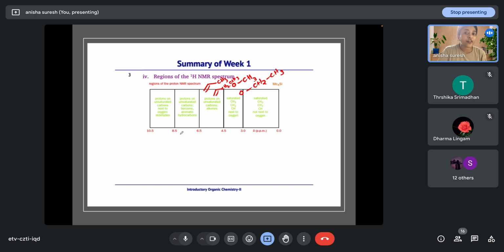In the region 6.5 to 8.5, we see protons on unsaturated carbons like benzene, aromatic protons, etc. In the region 8.5 to 10.5, we see aldehydes, that is unsaturated protons next to oxygen. For better understanding, it is good to remember these regions of the proton NMR spectrum when we have to solve problems related to NMR.